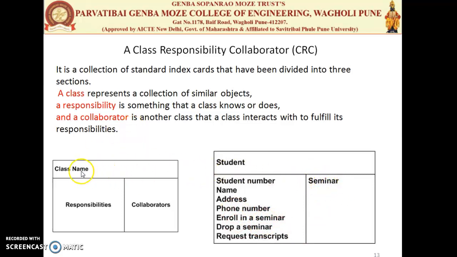So the CRC has three things. First is the class name. Class name is Student for this particular example. Then there is responsibility. Responsibilities are nothing but the data members or the member functions. So the student number, the name of the student, the address of the student, the phone number of that particular student, then enrollment in a seminar, which seminar they have enrolled, then drop a seminar, and then request for a transcript. These things will be obtained from the seminar class. So the seminar class will act as a collaborator. The student number, names, address, all this information will act as a responsibility, or we can say the functionality, and the class name is Student.